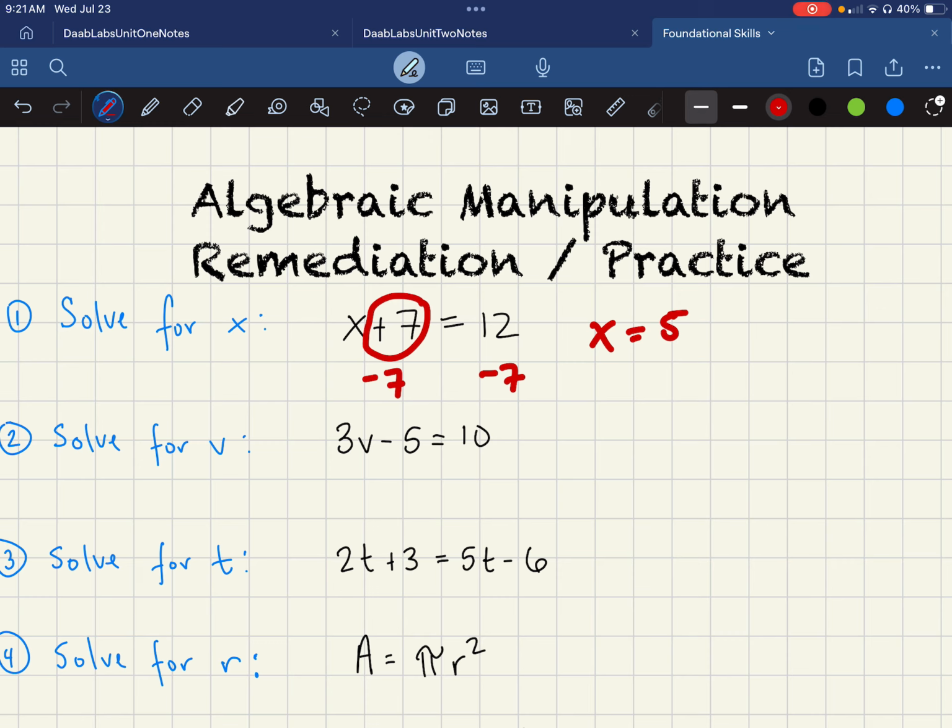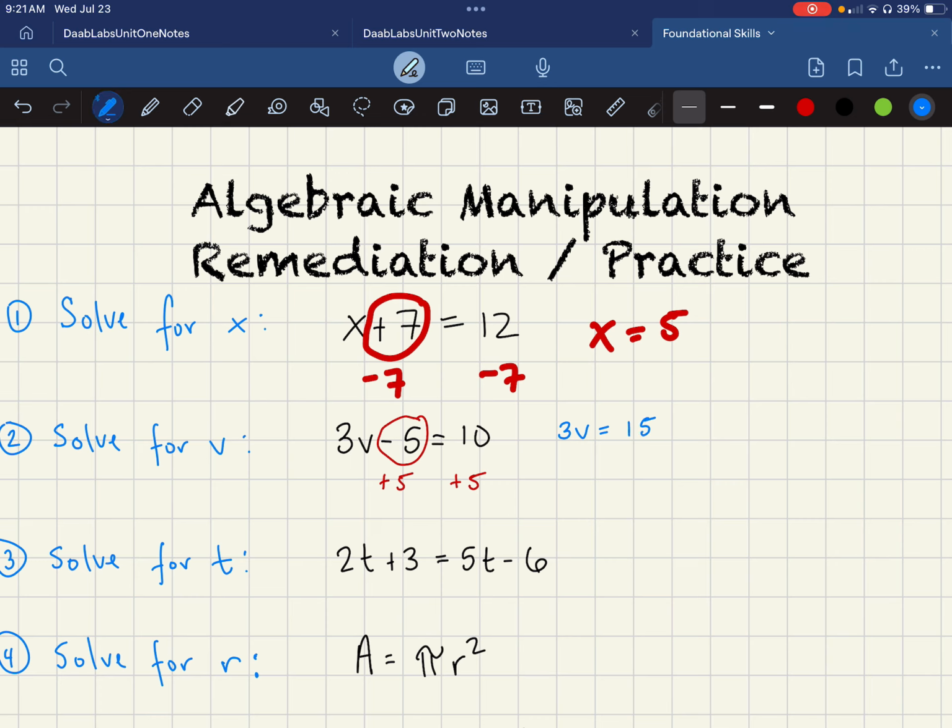Same thing here for our second one. Once again, just kind of addressing this premise of, look, first we've got this plus 5. We're trying to isolate the v. So we want to get that plus 5 gone. And so remember, we just add plus 5 to both sides. And then we end up with our 3v plus 0 equals 15, right?